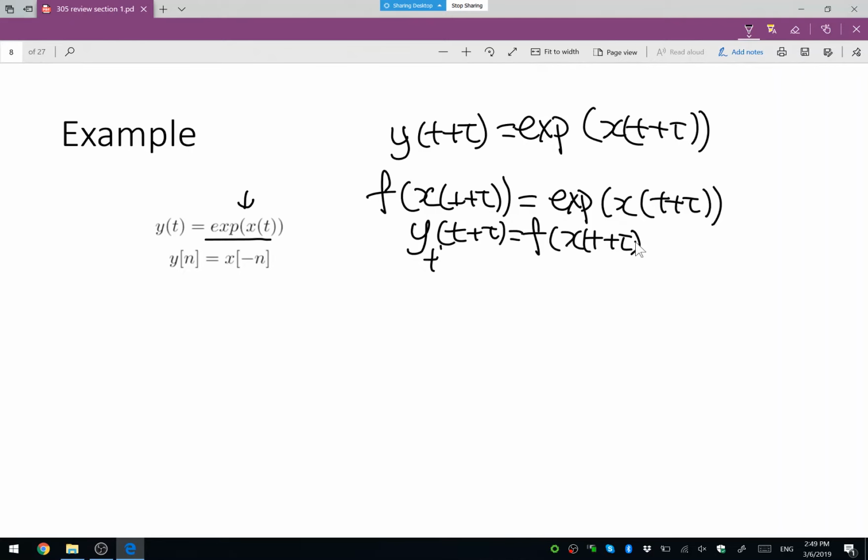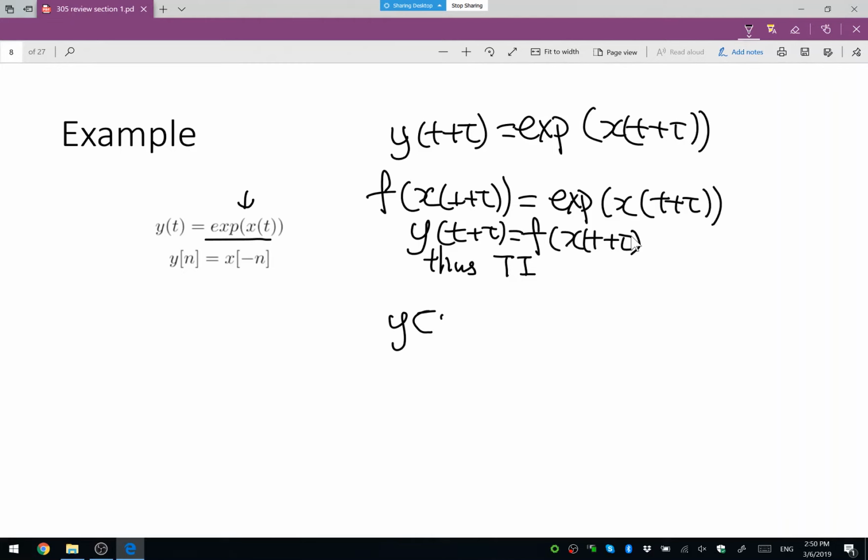So thus, time invariant. Well, let's do another problem. So y[n] equal to x[-n]. Let's do this one. So I still use tau for the delay.